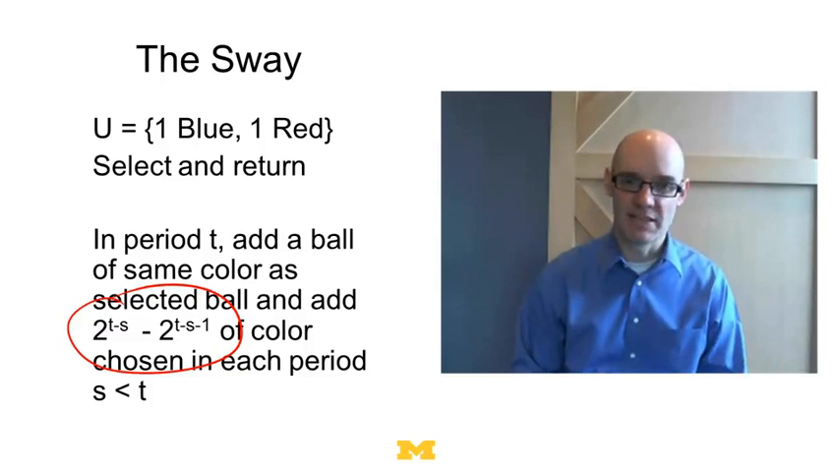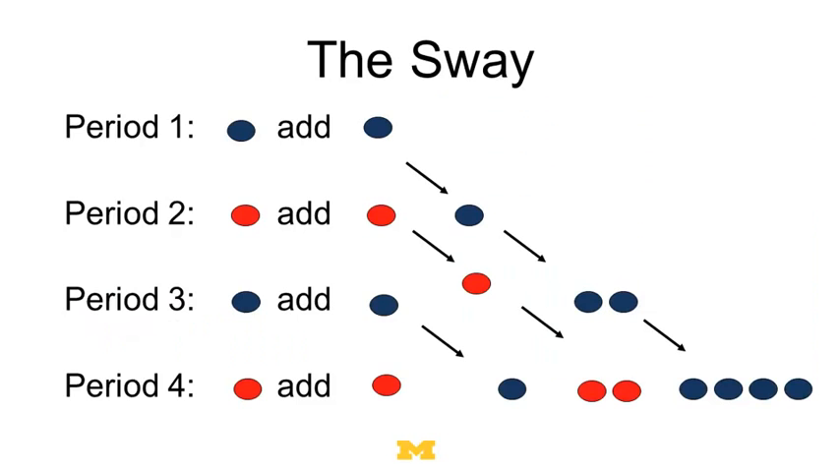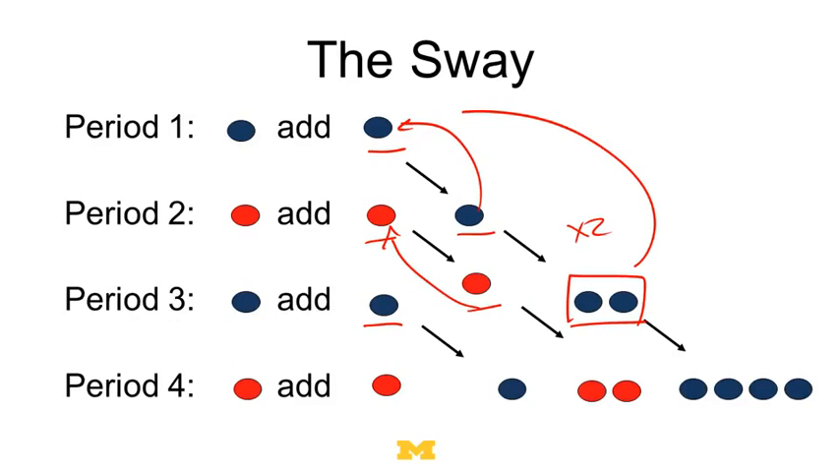What does that mean? It's complicated. Let me explain it with a picture. It makes a lot more sense. So in period 1, I pick a blue ball, I add a blue ball. In period 2, I pick a red ball, so I add a red ball. But then I also add a blue ball for the blue ball that I picked in period 1. Period 3, let's suppose I pick a blue ball, so I add a blue ball, and I add a red ball, again, for the red ball I picked in period 2. And now I add 2 blue balls, so multiplying times 2 the blue ball that I picked in period 1.